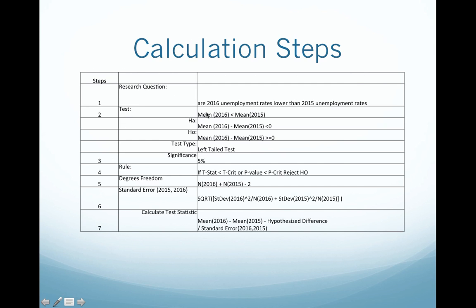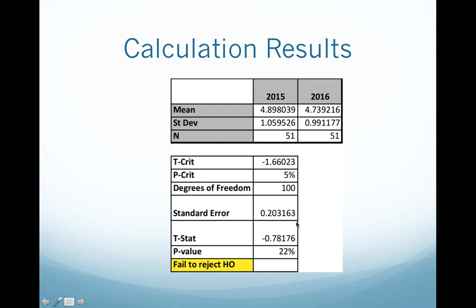So we go through the calculation steps. I've walked through these in another video in much more detail, but basically we state the research question: are the 2016 unemployment rates lower than the 2015? We state our hypotheses. We set a significance level of 5%. We define our rules for when we would reject the null hypothesis. And if we don't reject it, then we fail to reject it. We have to solve for our degrees of freedom, calculate the standard error, and get our test statistic. So we've done all of that.